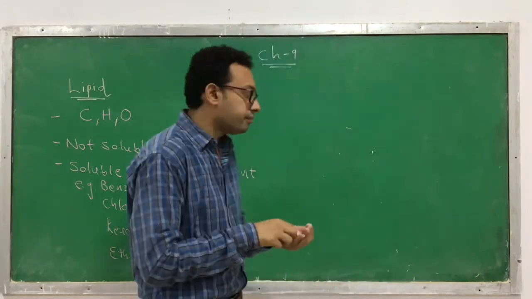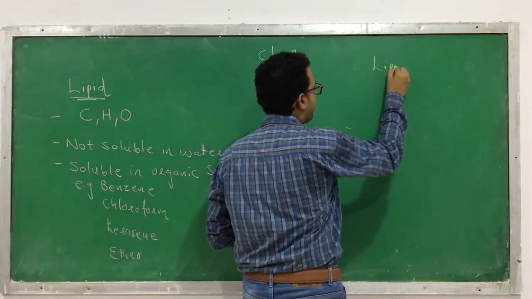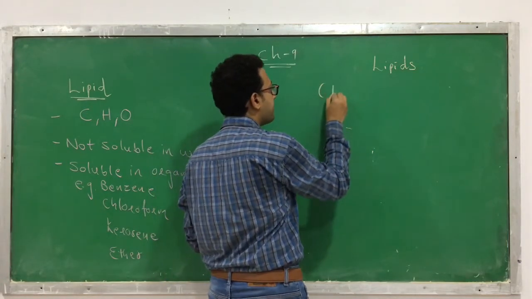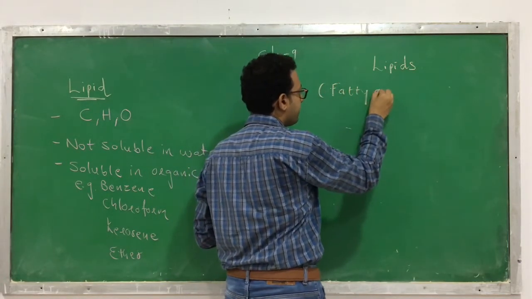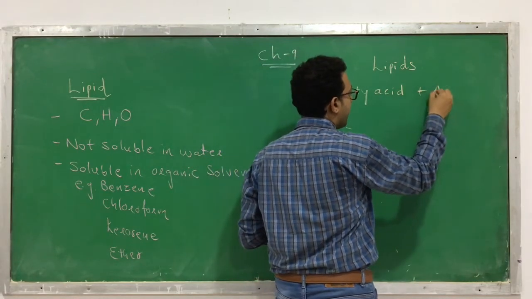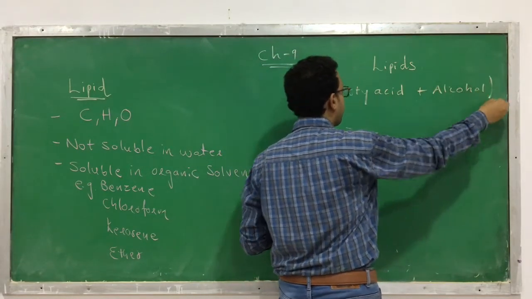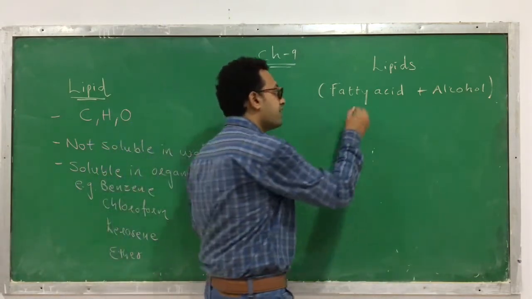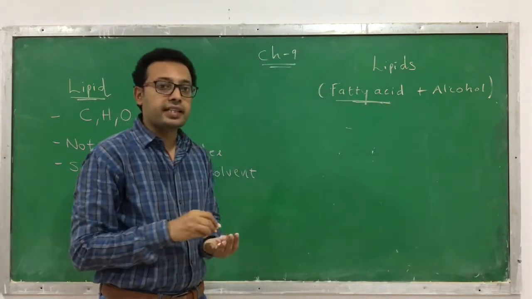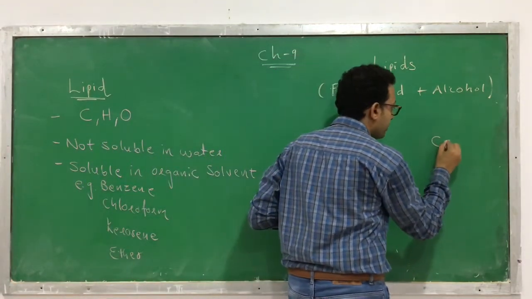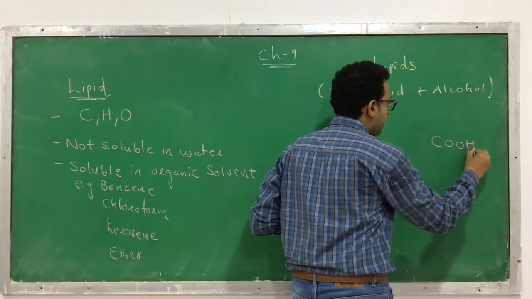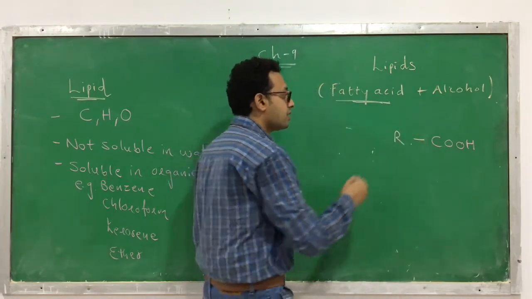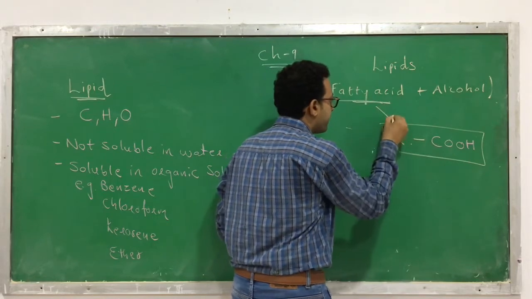Lipids are usually made up of two parts. Which are the two different components of a lipid? Lipids are made up of fatty acid and alcohol. Clear? What is a fatty acid? A fatty acid contains a carboxylic acid group, that is COOH, attached to an R. This is the general formula of a fatty acid.